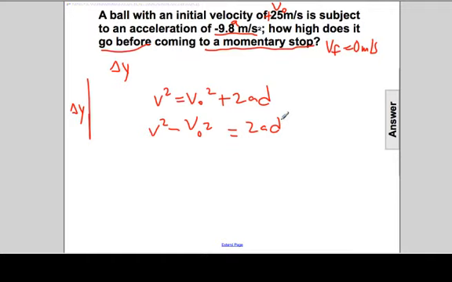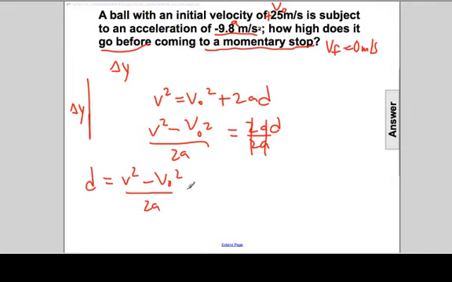Now solving for displacement, we could divide both sides through by 2a. The 2's cancel, the a's cancel, and the displacement will be v squared minus v naught squared divided by 2 times a, and now it's time to sub answers in.